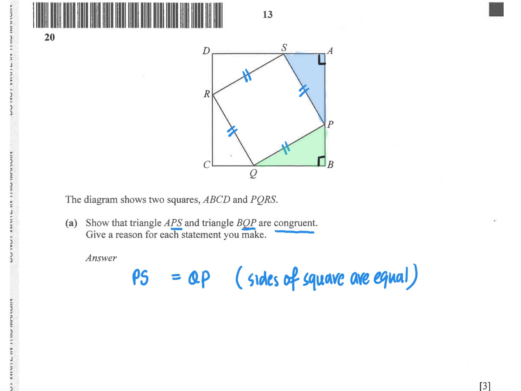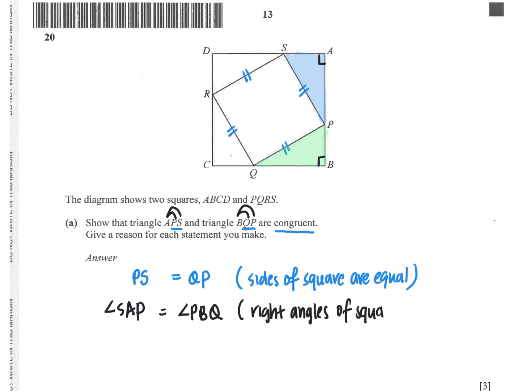So you can write the angle, let's write it as SAP. So SAP is equal to PBQ. So you can write, right angles of square. So this one is also based on the square property. So you have one side, one angle. You need one more information. So you need to prove that you have at least one more angle that is the same.